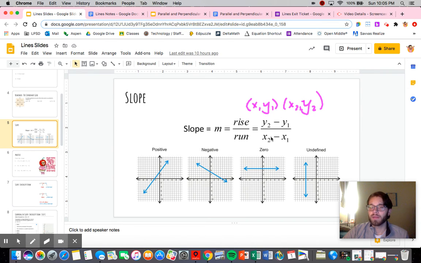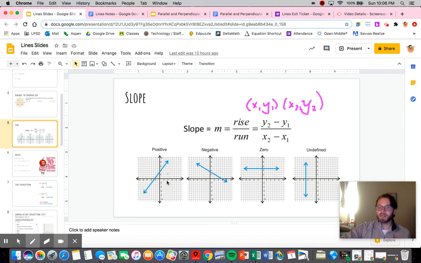So the only thing you need to be careful is number one, you put the y's in the numerator, and number two, you put the x's in the denominator. And the other thing is, if you're calling this one y2, that one's x2. This one's y1. This one's x1. You cannot mix and match. So you do need to be careful whichever order you put them in.